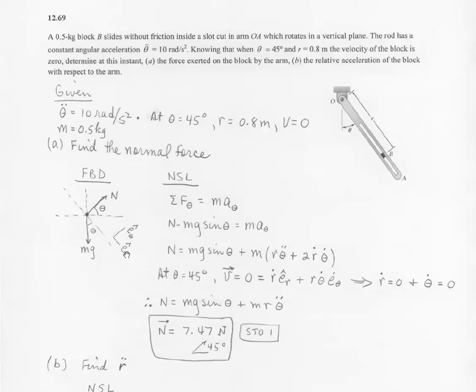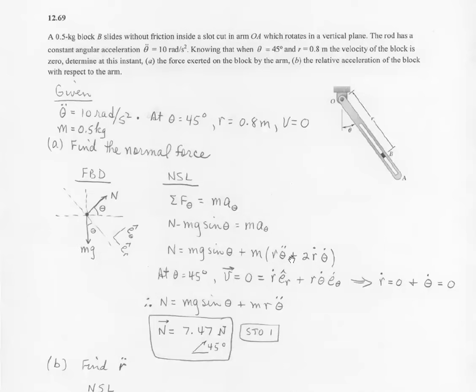I'm going to define an e sub r and e sub theta unit vector directions like that. So Newton's second law, I'm going to sum the forces in the theta direction to be equal to m times a sub theta, and what we have in the theta direction is the normal force and minus mg sine theta, the component of mg that's along this direction right here. And then that's got to be equal to m times a sub theta. So N is equal to mg sine theta plus m times a sub theta.